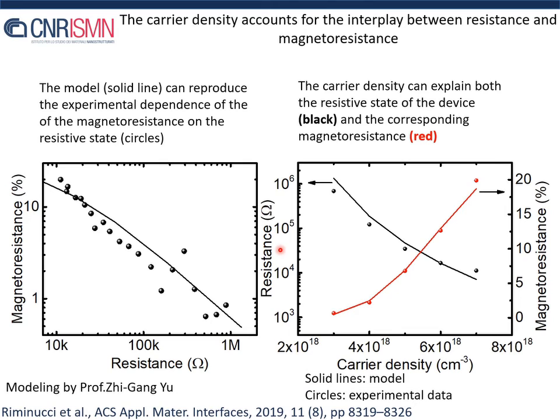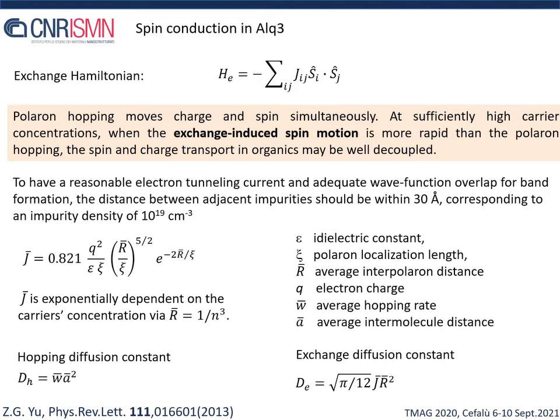The model reproduces successfully the interplay between conductance and magnetoresistance, and it captures the physics too, since with just one parameter, that is, carrier density, it accounts for both the conductance and the magnetoresistance simultaneously. The impurity band model explains also the absence of spin precession in our devices.